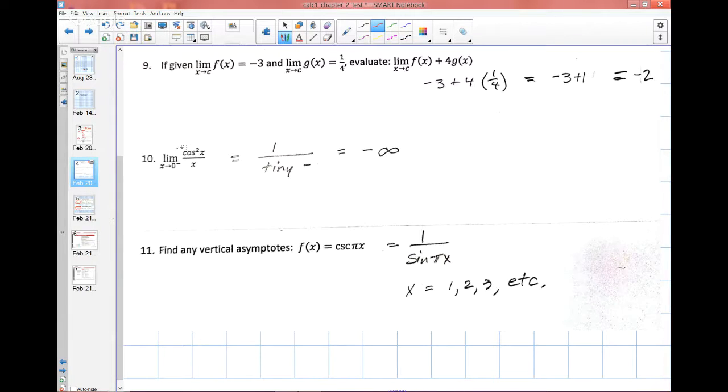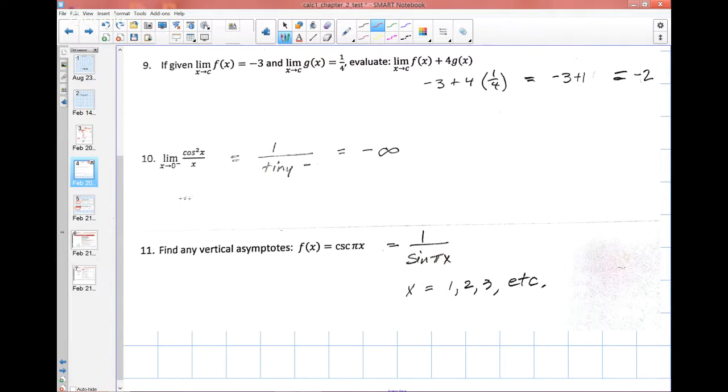And on the bottom, we're approaching 0 from the left. So because we're approaching it from the left, it's a tiny negative. Right? Because you're approaching 0 from the left. Tiny negative. So 1 over a tiny negative. Here we are with negative huge or negative infinity again. And then number 11, I guess, mostly was a trig question again.